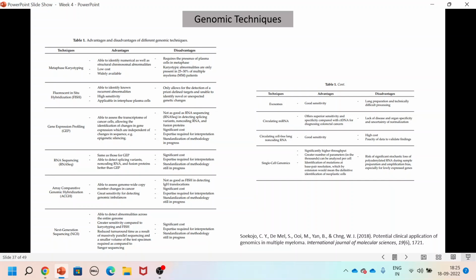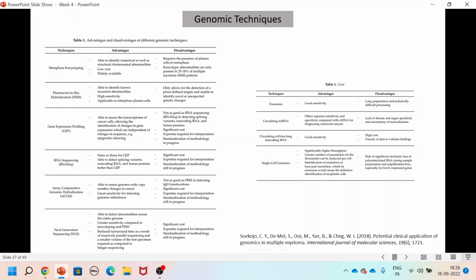Some of these techniques we have not discussed in detail, but you can definitely go through them, like for example, fluorescent in situ hybridization, which is a very important technique. It is able to identify the known abnormalities present in the chromosome. So it can help in identifying chromosomal abnormalities. It can help in identifying translocations, whether a certain part of a chromosome has translocated and has merged with another part of the chromosome.